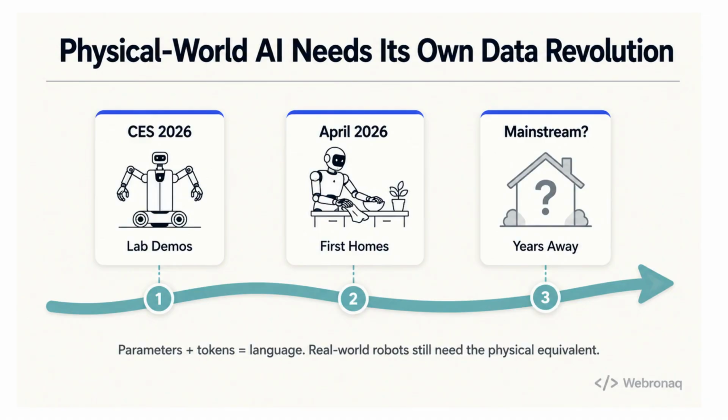Then in April 2026, Webronaq's AI Panther became the first mass-produced humanoid to run tasks in real, unmodified homes. The progress is genuine, but experts point out that physical AI still needs its own version of the training data revolution. A robot that trips over a rug or fumbles a shirt is facing the same wall that LLMs faced before RLHF. The mental model to take away is this: parameters plus tokens are how AI reads and reasons about language. Getting AI to reliably act in the physical world is the next frontier, and it is still early.